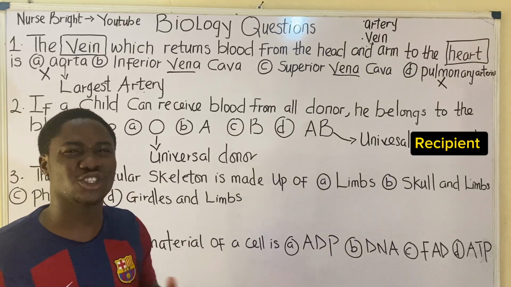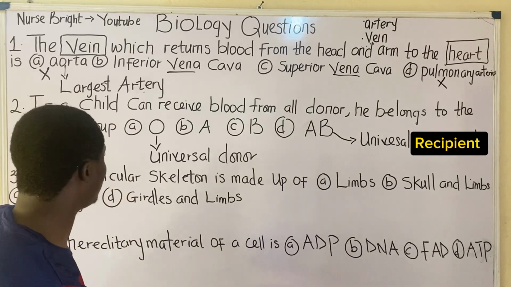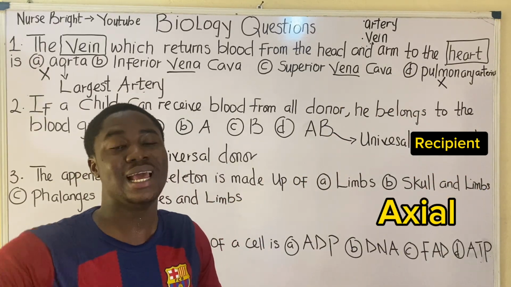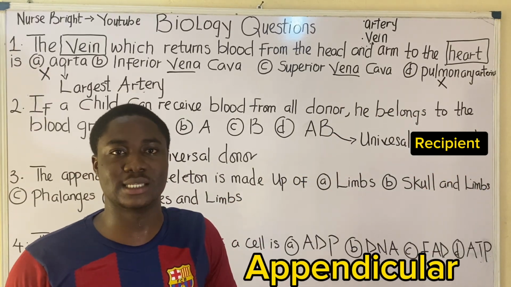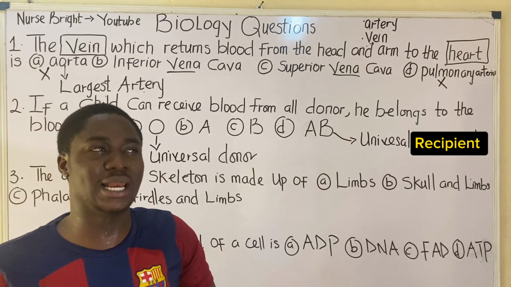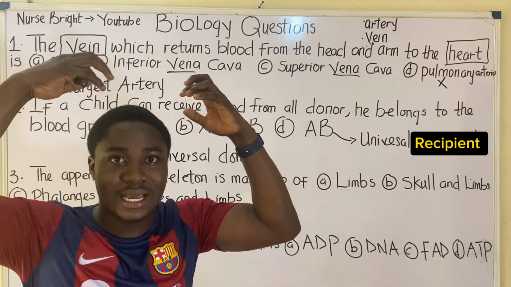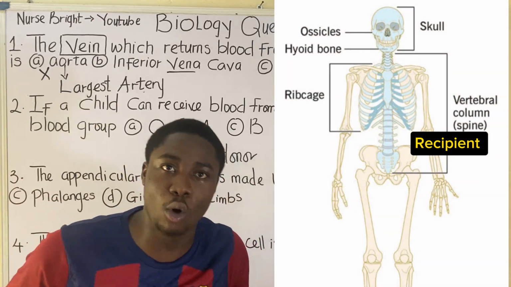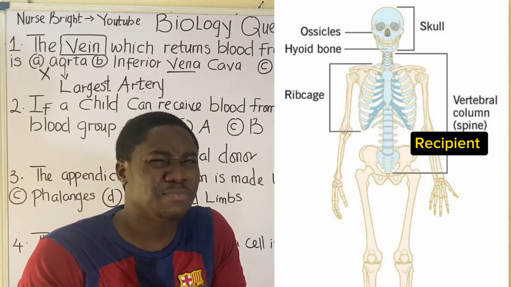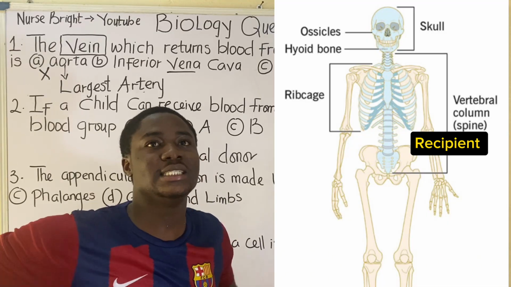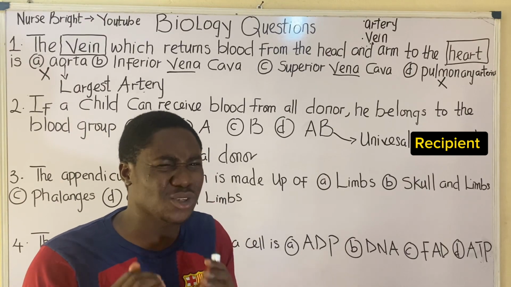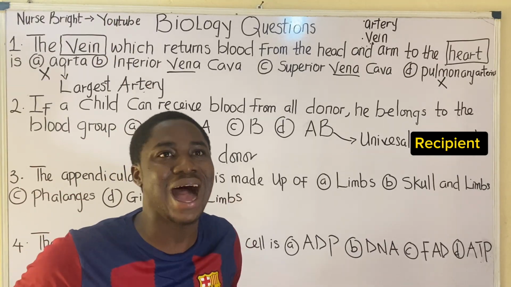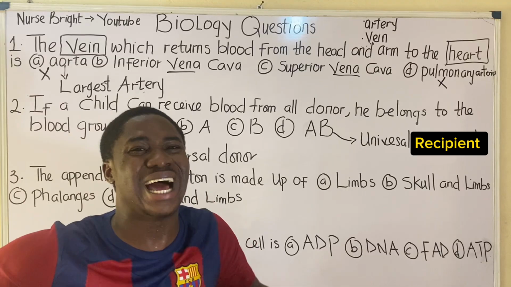Now, this question is extremely easy. First of all, you must know that the human skeleton is of 2 groups. We have the axial skeleton and also the appendicular skeleton. Do you understand? Talking about the axial skeleton, it is made up of the head, that's specifically the skull, not just the skull, the vertebral column, which houses the spinal cord, and lastly, the ribs.